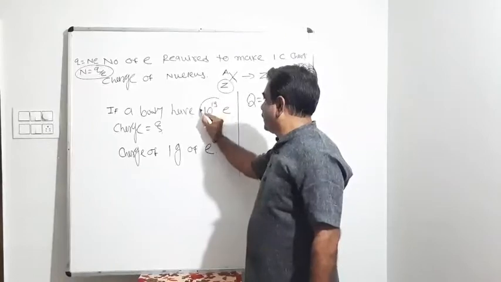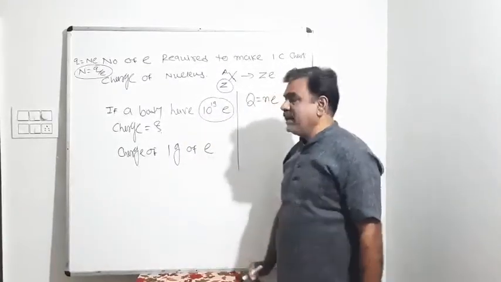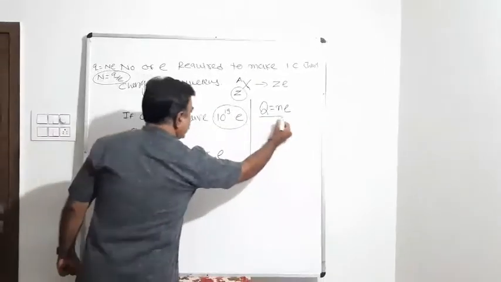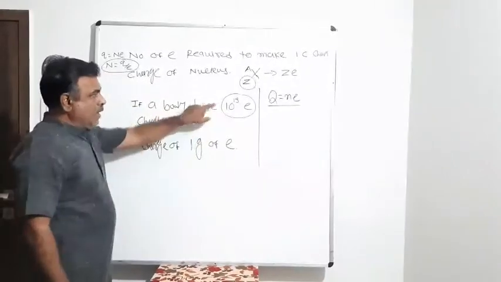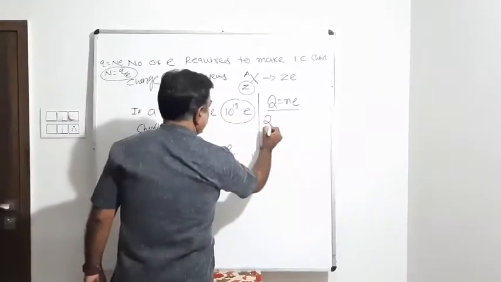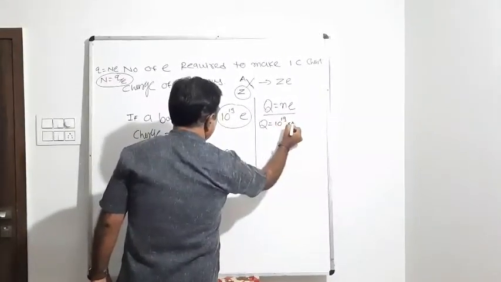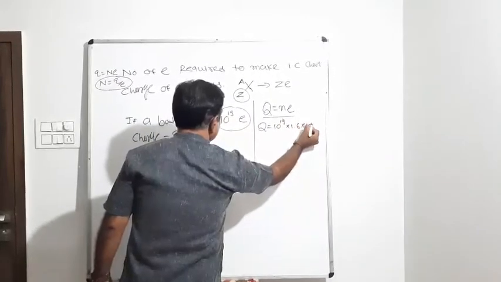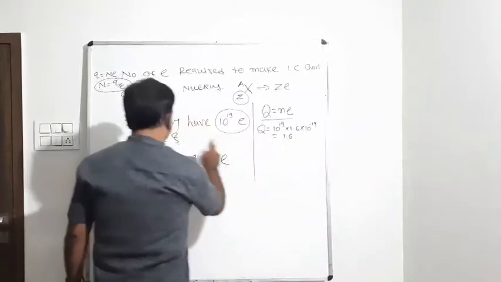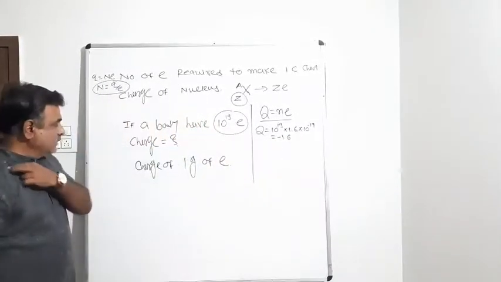Same way, if a body has 10 raised to 19 electrons in excess, you can follow the same formula. Q is equal to N into E. How many electrons have I given? 10 raised to 19. So Q is equal to 10 raised to 19 into 1.6 into 10 raised to minus 19. That will be 1.6. But it has an excess of electrons, so this will be minus.